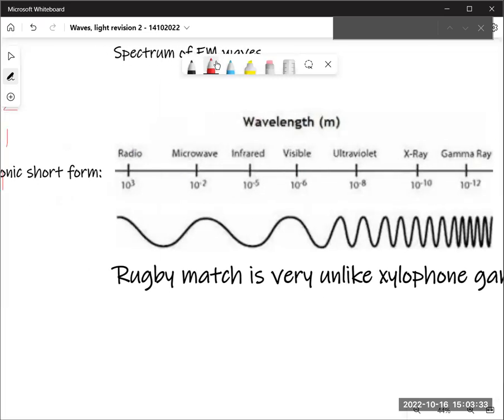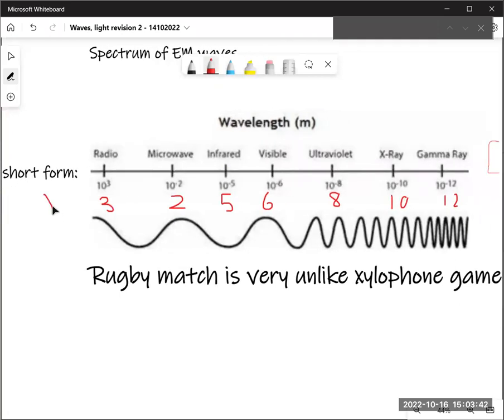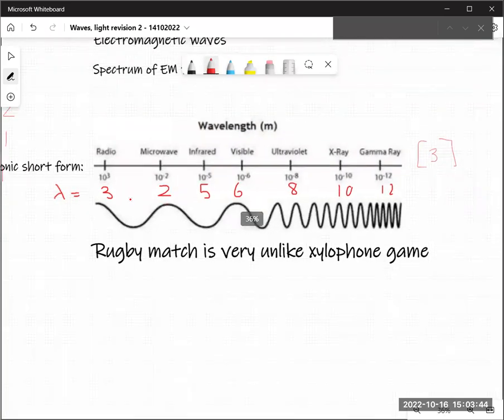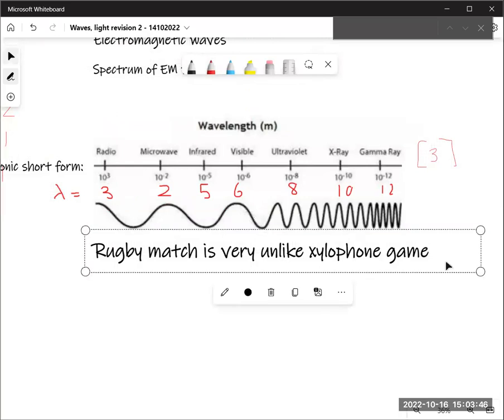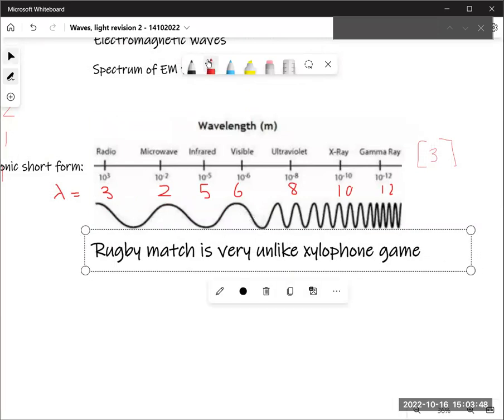After that, we have a number right here. It's like a phone number. You can memorize it. 3, 2, 5, 6, 8, 1, 0, 12. This is for the wavelength. Any questions? Now, all of them are negative, right? Not all. First one is positive. The rest are negative.